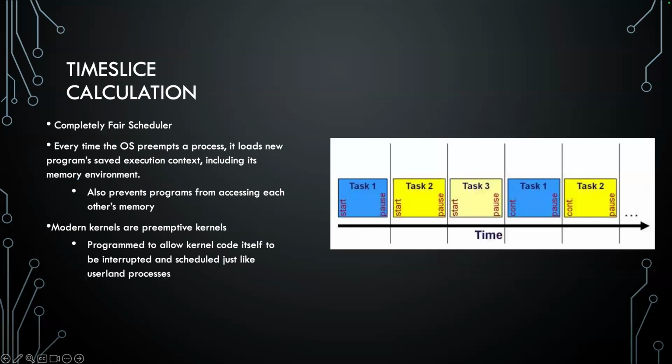So yeah, every time the OS goes to preempt a process, it's going to load the new program's saved execution context, including the memory environment. And it's also going to prevent other programs from accessing each other's memory, right? So this time slice calculation is super important. And yeah, all modern kernels are these preemptive kernels where it's going to prepare that next memory bit.